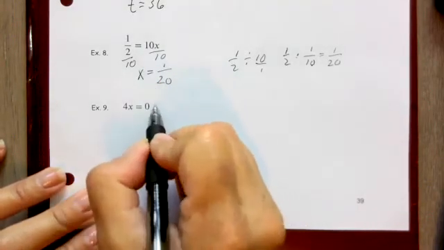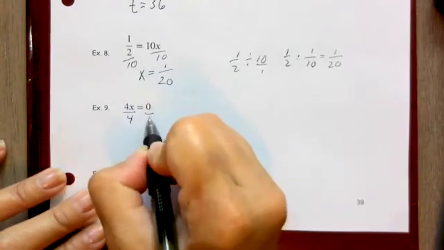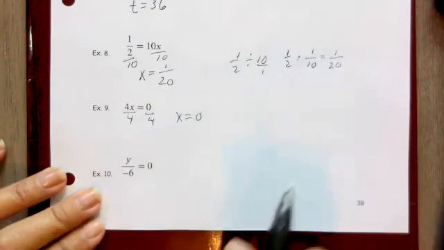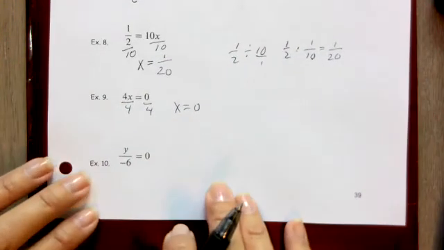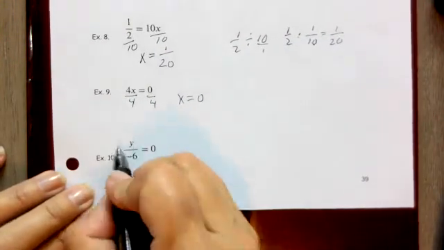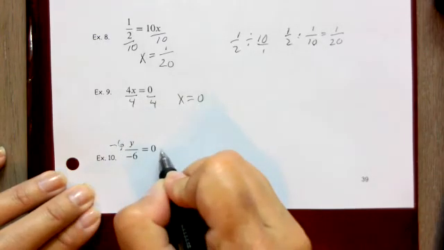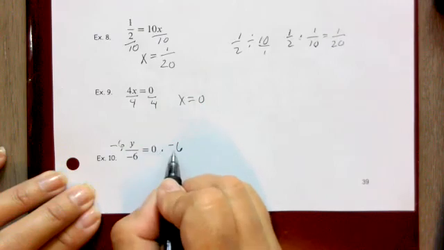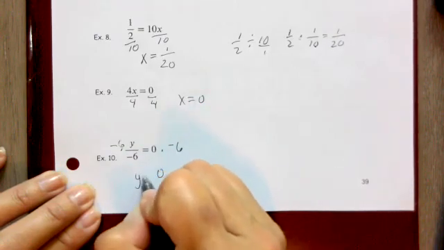I'm going to divide both sides by what's next to my variable, which is 4. 0 divided by 4 is 0. That's okay, 0 can be a solution. Same here. I'm going to multiply both sides by what is being divided. 0 times negative 6 is 0, so y equals 0.